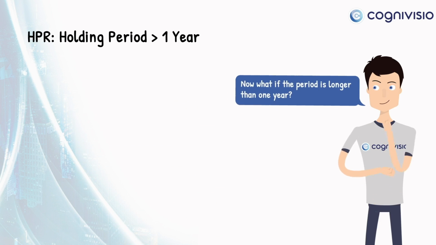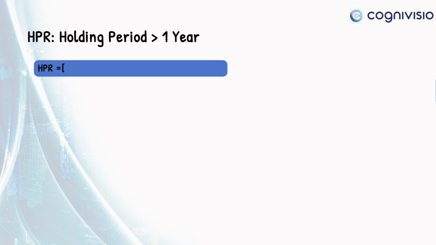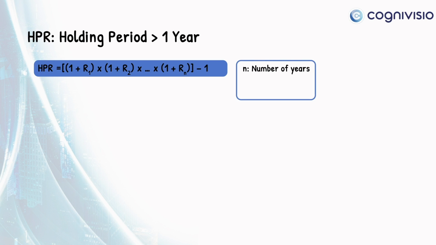Now what if the period is longer than 1 year? Suppose we have n years. HPR is computed by compounding the n annual returns. So it will be equal to (1 + R1) times (1 + R2) up to (1 + Rn), minus 1, where Ri is the annual return and i varies from 1 to n.